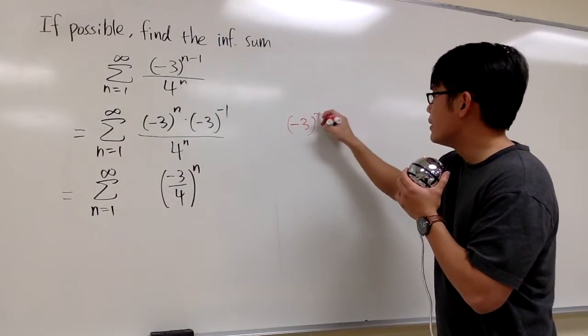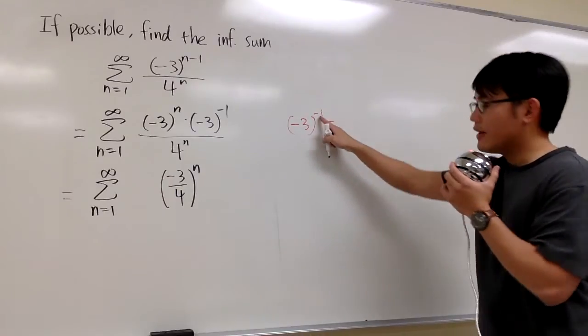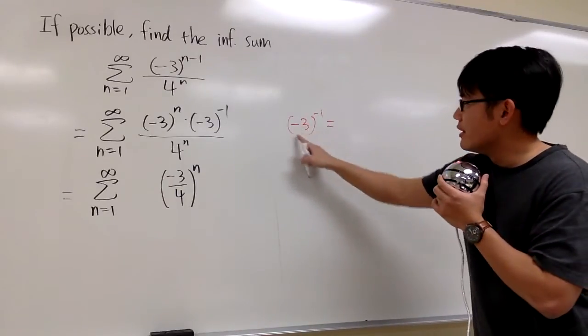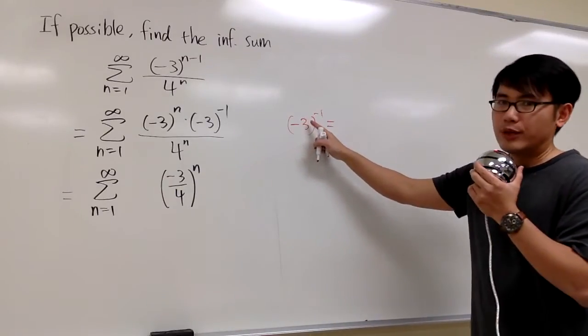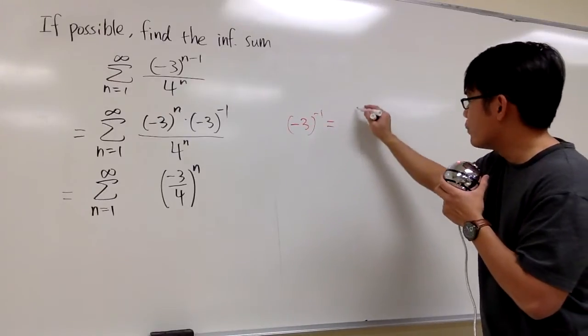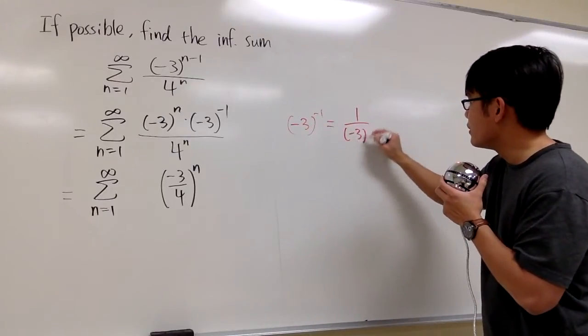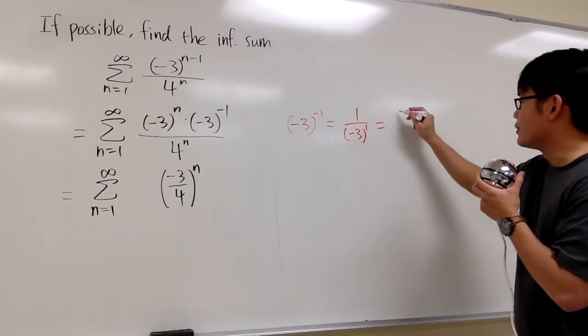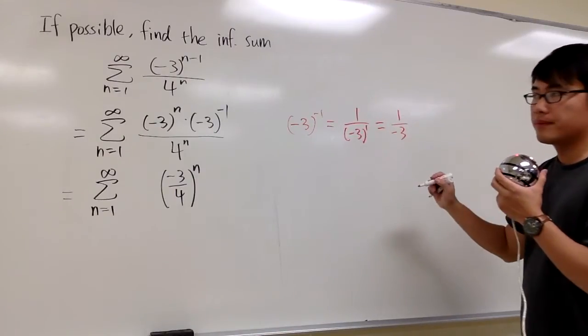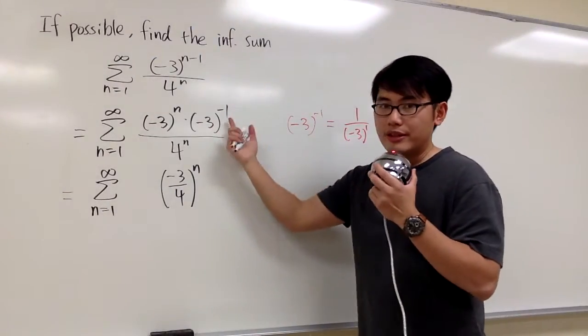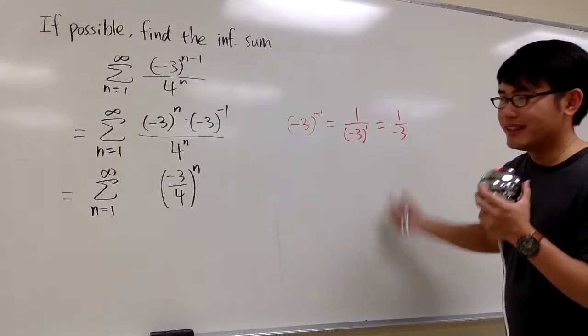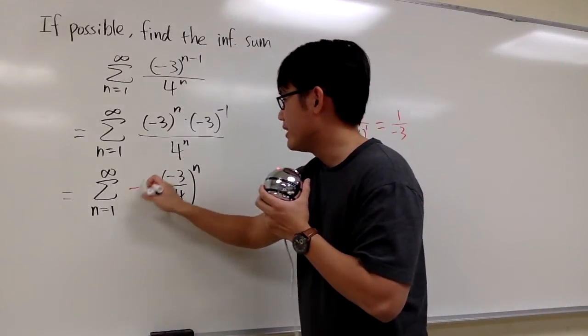Negative 3 raised to a negative 1. Whenever we have the negative exponent, we bring this down to the denominator and then raise to the first power. So we have 1 over negative 3 to the first power, which is just going to be 1 over negative 3. And this is just a number, negative 1 over 3. And I'll just put it right here, negative 1 over 3.